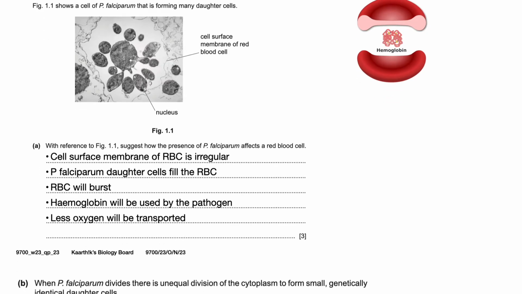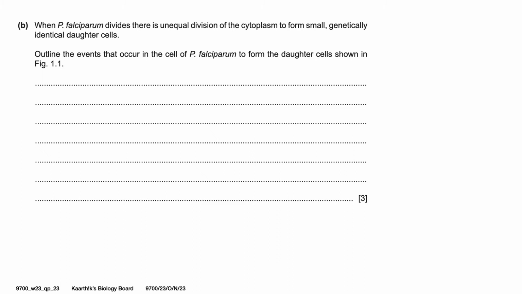So wherever the blood is moving inside our body, only a small amount of oxygen will be transported in those blood cells. Second part of this question, B: when Plasmodium falciparum divides, there is unequal division of the cytoplasm to form small genetically identical daughter cells. Outline the events that occur in the cell of Plasmodium falciparum to form the daughter cells shown in figure 1.1. So when Plasmodium falciparum divides inside the red blood cells, it will not immediately form a new daughter cell. Instead, it initially forms a multinucleate stage, and slowly they divide into single daughter cells which can infect other red blood cells.